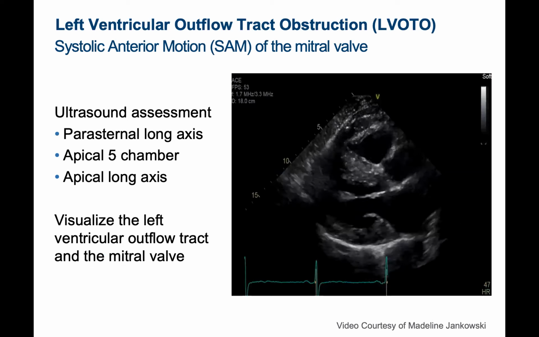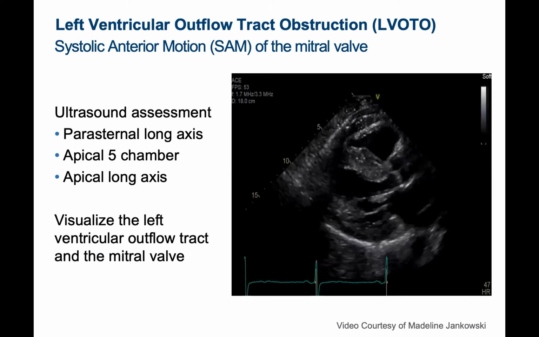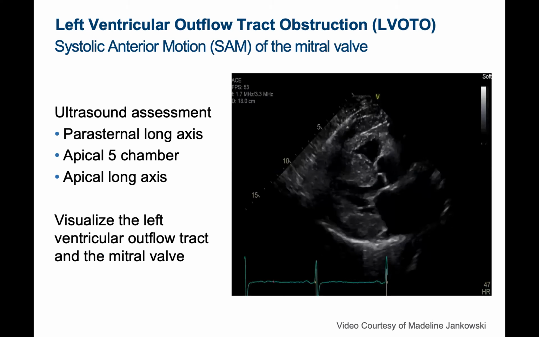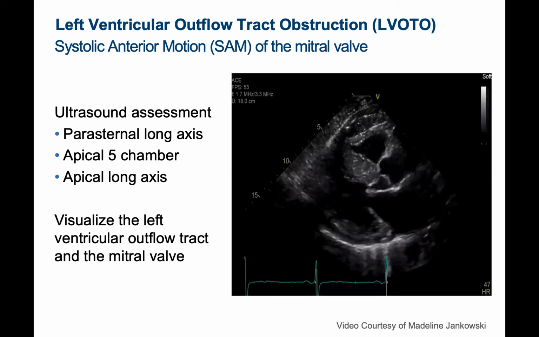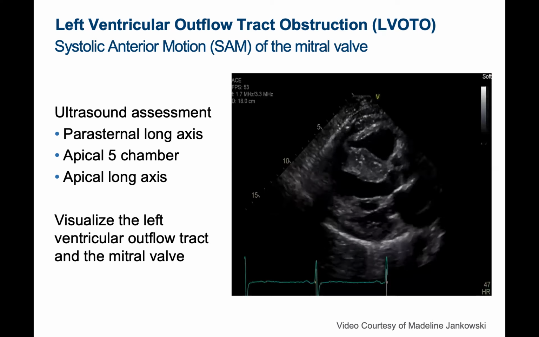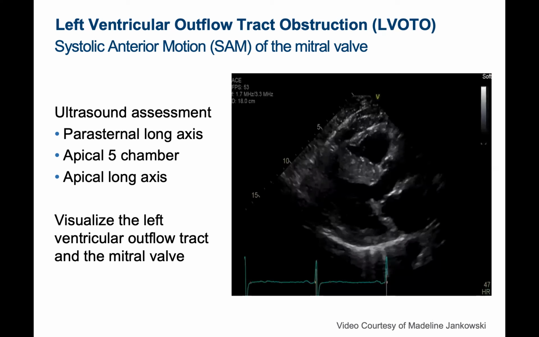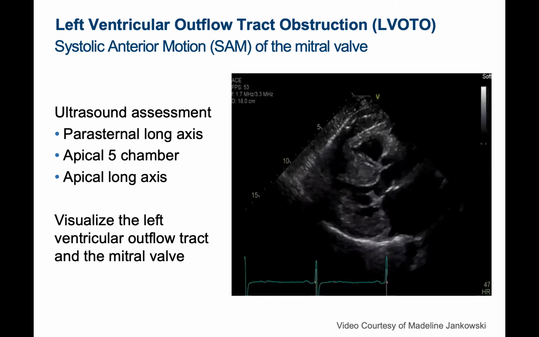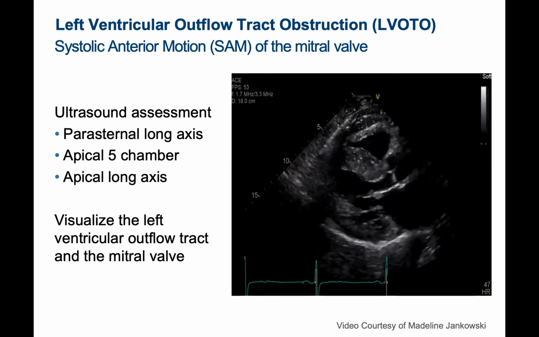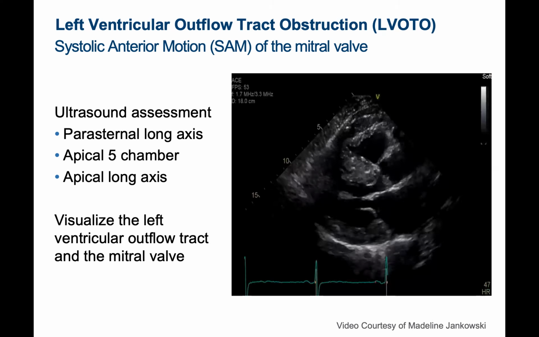So how are we going to evaluate for LVOT obstruction? Oftentimes the views I'm looking at are parasternal long axis, apical 5-chamber, or apical long axis. Parasternal long axis is my favorite, but really any view where you can visualize the left ventricular outflow tract and the mitral valve will work, because you're looking again to see if that anterior leaflet of the mitral valve is entering the LVOT, the left ventricular outflow tract, in systole.